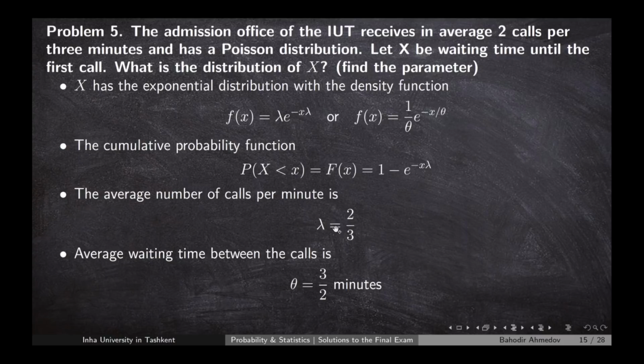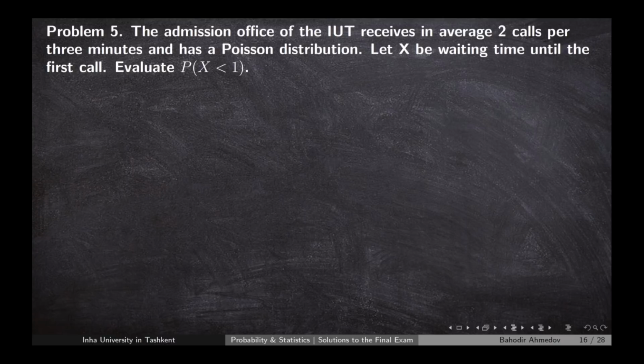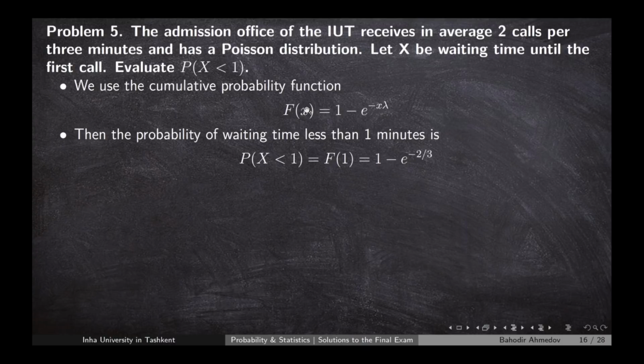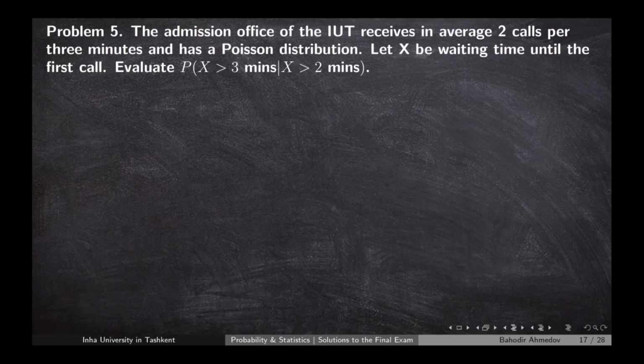So the probability that x is less than 1 is evaluated using the cumulative probability function. Instead of x here, I'm just going to substitute 1, and this is going to be equal to 1 minus e to the power of minus 2 over 3. This is the probability that the waiting time is less than 1 minute. In the next problem, we need to discuss the probability that the waiting time is more than 3 minutes if we have already waited for more than 2 minutes.